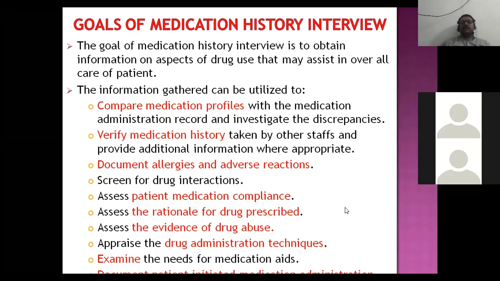Document related to adverse reactions and allergies to particular medicaments, which should be noted in this medication history entry. And these adverse reactions to particular drugs are useful during prescriptions by the physicians. Screen for drug interactions, which also helps to assess patients' medication compliance. With the help of this history, whatever the compliance related to the medicaments can be assessed by the particular physicians.